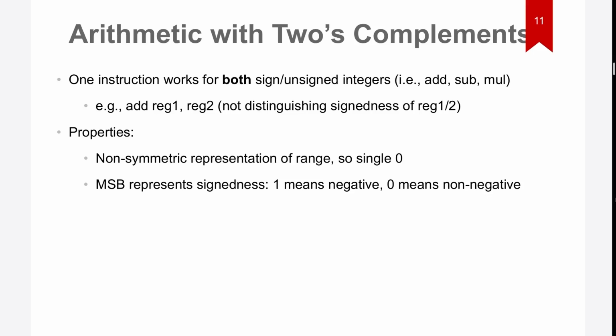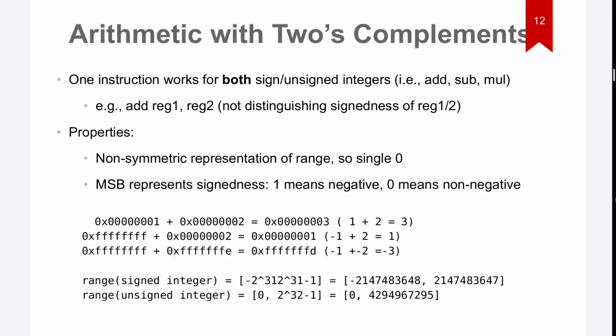That is the idea, and that allows us to utilize the same instructions, add, sub, multiply, on both signed and unsigned integers, so we can just use those in both cases. We still have the property of the most significant bit representing the signedness: 1 means negative and 0 means non-negative. So we don't lose that property. But also we only have one single 0, so there are a lot of advantages in this representation.